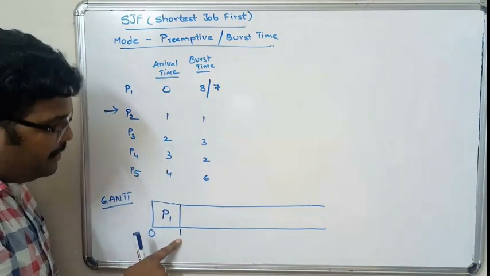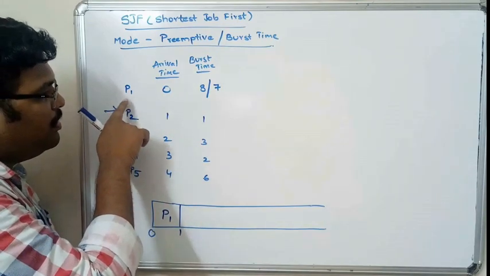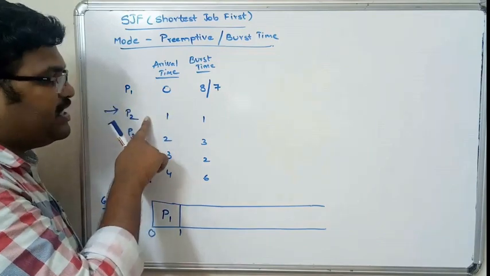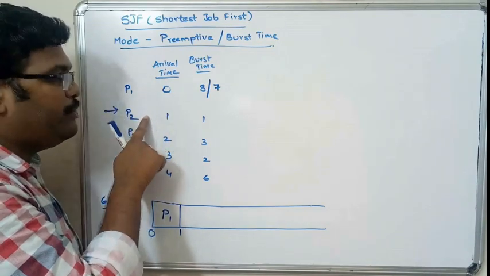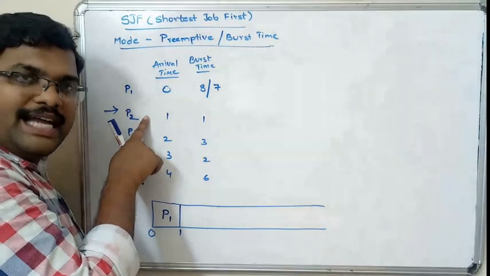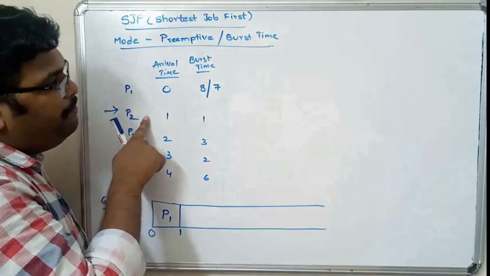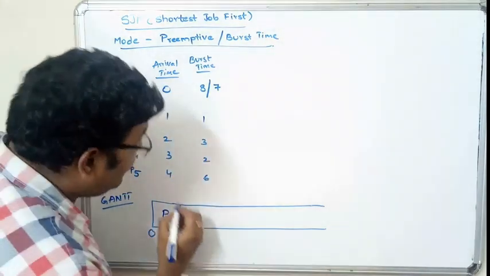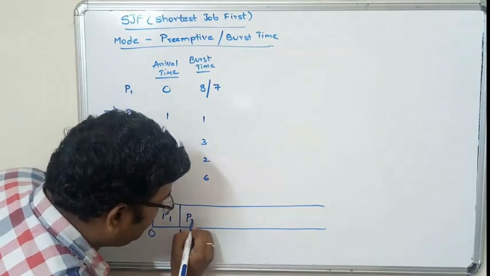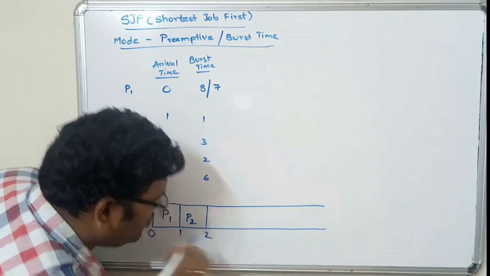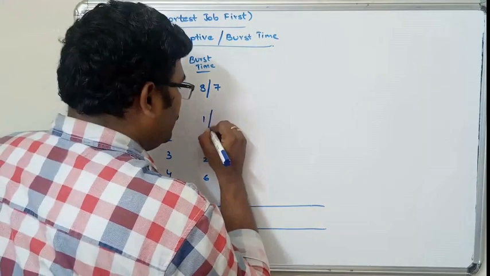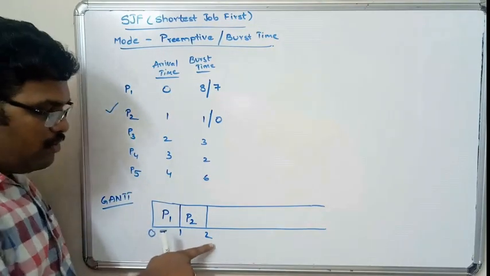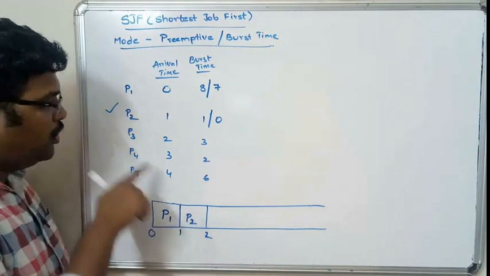So after 1 millisecond, P2 arrived into the ready state. So there are two processes now in ready state, P1 and P2. Among that, which one is having the lowest burst time? P1 having 7, P2 having 1. So P2 should be allocated to the CPU. So after that it becomes 0. That means executed. Now the CPU time is 2.